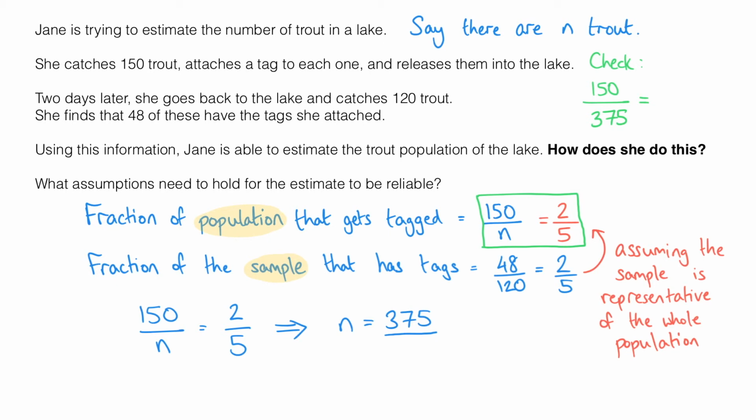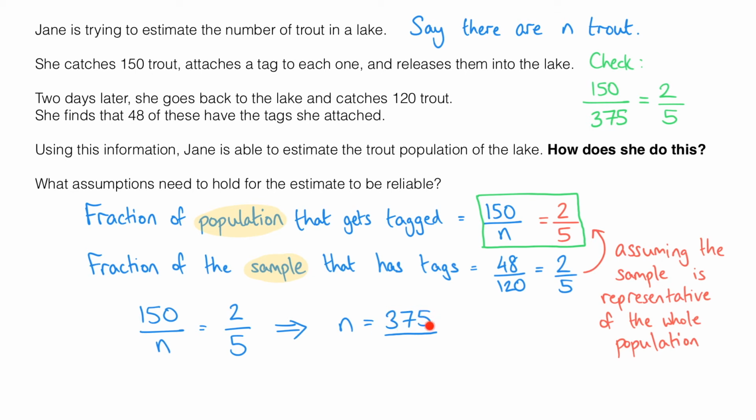And what we can do is spot that 75 goes into 150 and also into 375. And if you divide the numerator and denominator by 75, you find indeed that the fraction does simplify to 2/5. So yes, we have solved this equation correctly, and n equals 375 is a good estimate for the total population.